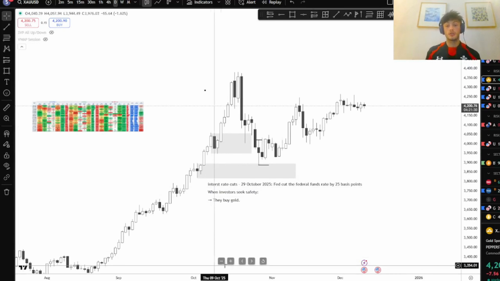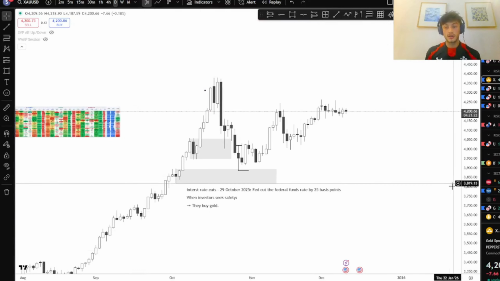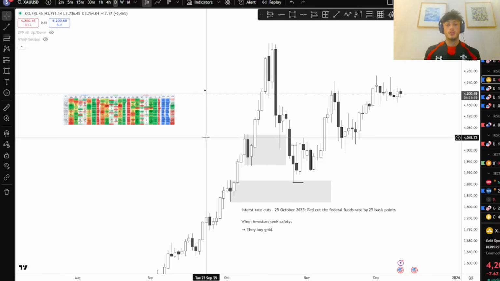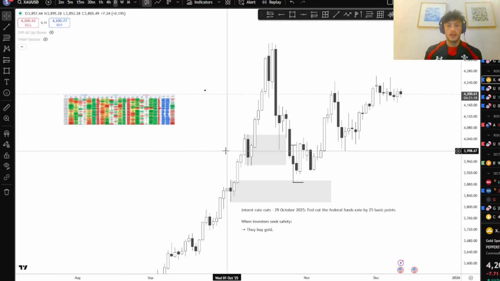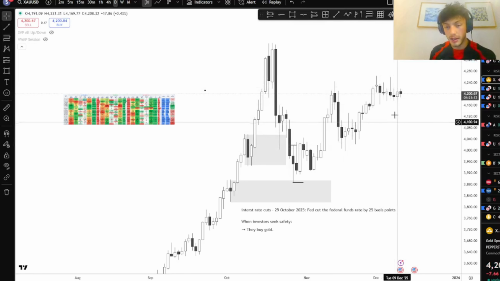As you can see in gold, we are clearly bullish. We've been bullish since the start of the year. Since COVID, gold has been going absolutely crazy. So I'd love to take buys on gold. It is a bullish instrument, has been for the last few years. So I'll be looking for buys, ideally.